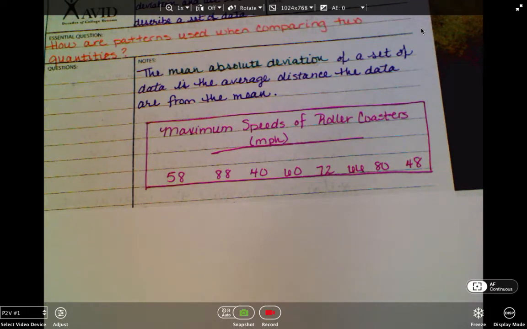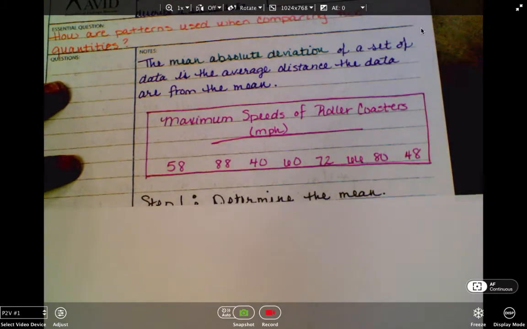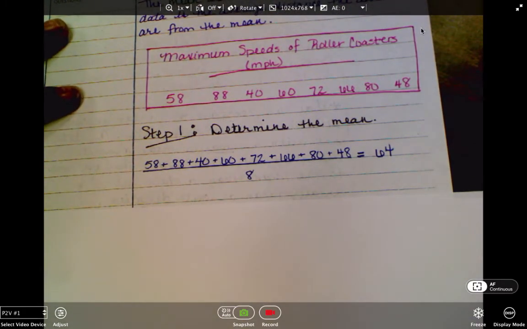Anywho, let's first start by figuring out the mean of our data. Remember, to determine the mean, you simply add all the values together and then divide by the number of values in your set. When we add all of our values in our set together and divide by 8, the number that we have, we get an average of 64 miles per hour.